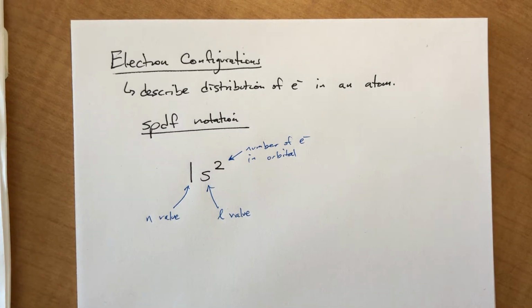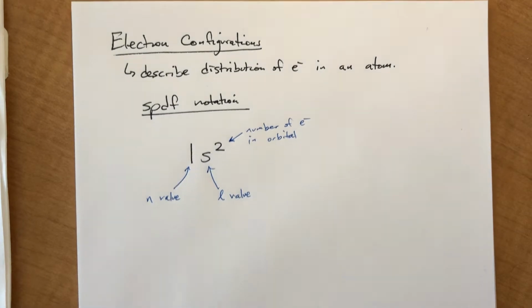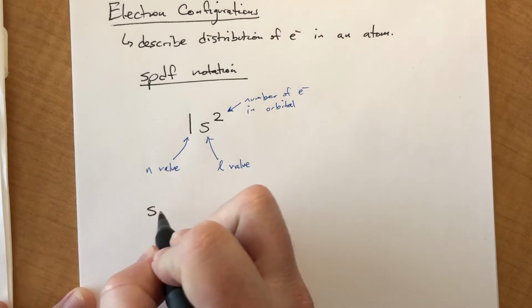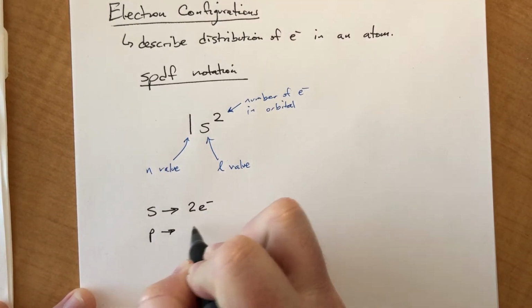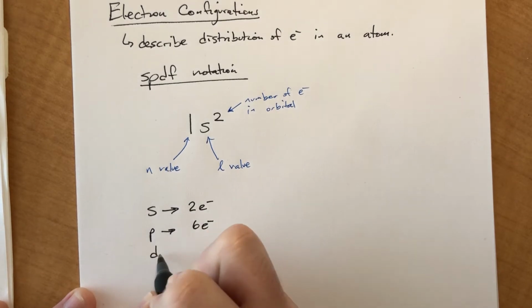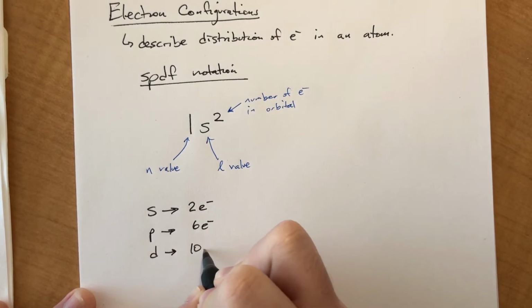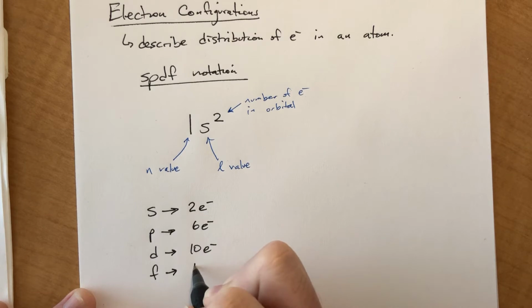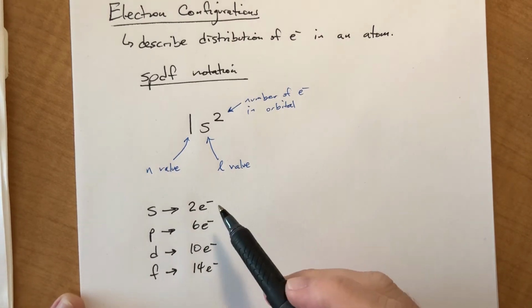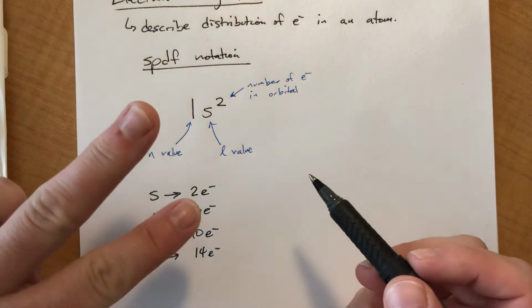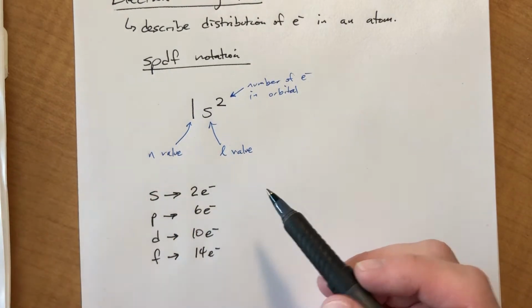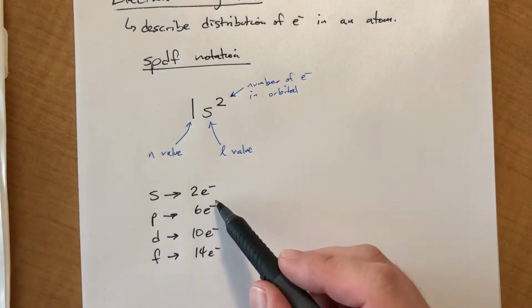It turns out that each orientation can hold 2 electrons. So an s orbital can hold up to 2 electrons, a p orbital can hold up to 6, a d orbital can hold up to 10, and an f orbital can hold up to 14. Essentially, with those m sub l values, the different orientations, each orientation can hold up to 2 electrons as long as they have opposite spins, different m sub s values.